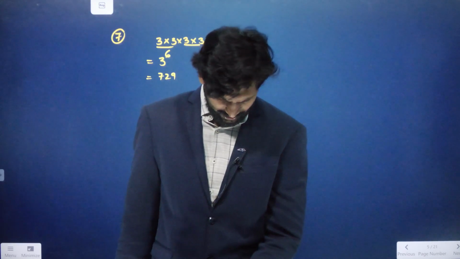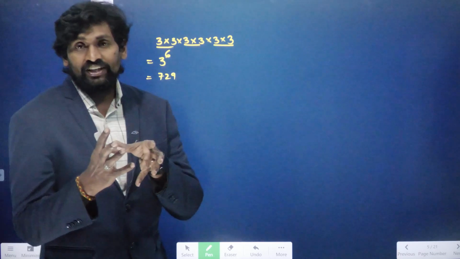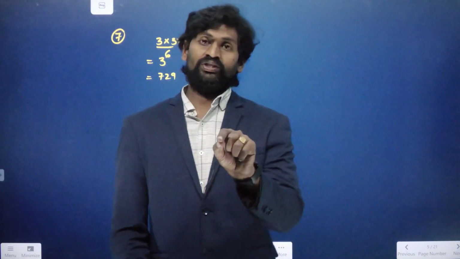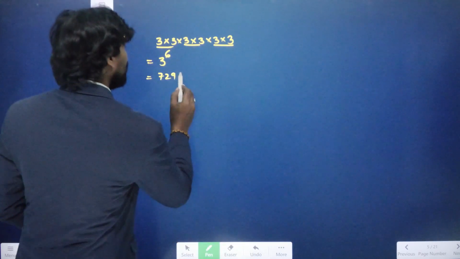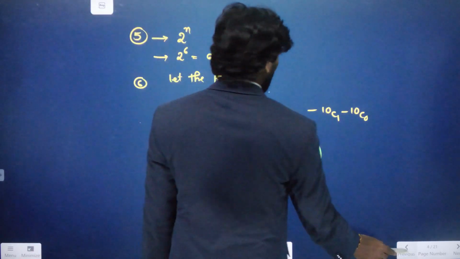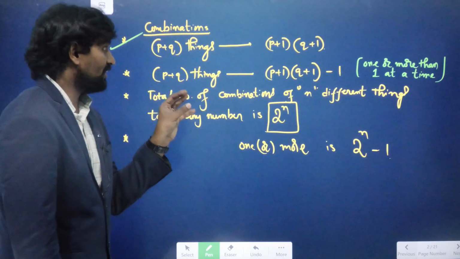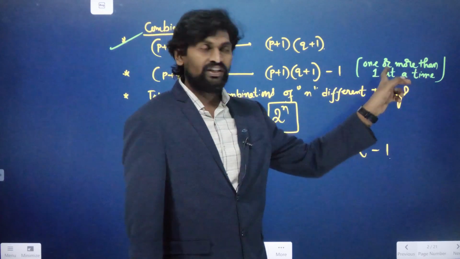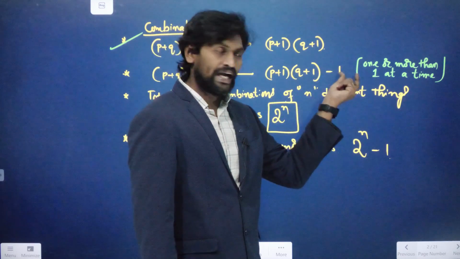So number of ways. Here also, up to here we have just written the combinations of 6 different questions. But at the last point it is given 1 or more questions. Whenever we are writing that 1 or more condition, we need to subtract 1, according to the previous formulas. Whenever P plus Q things are arranged in a manner that 1 or more than 1 at a time, we write a format like P plus 1 into Q plus 1 minus 1.